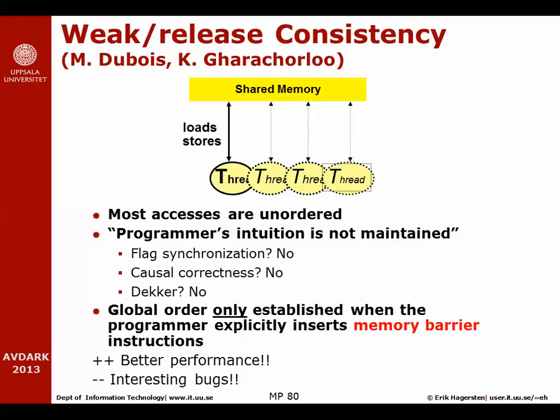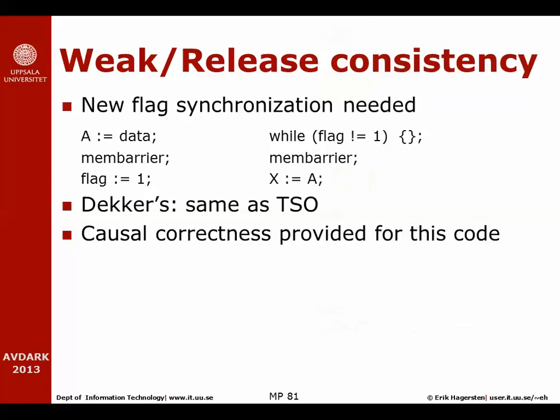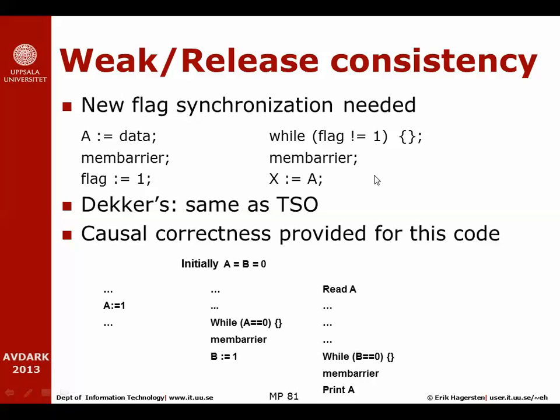But the payback is that we could potentially implement this kind of memory model with higher performance, because we can do more things in parallel and don't have to order so many things. But also we will see some very interesting bugs. So this is the kind of thing you have to do in your code. For the flag synchronization to work, you have to put in a memory barrier between the two stores, as well as between the load operation in the shape of the while loop and its test, and the next assignment statement.